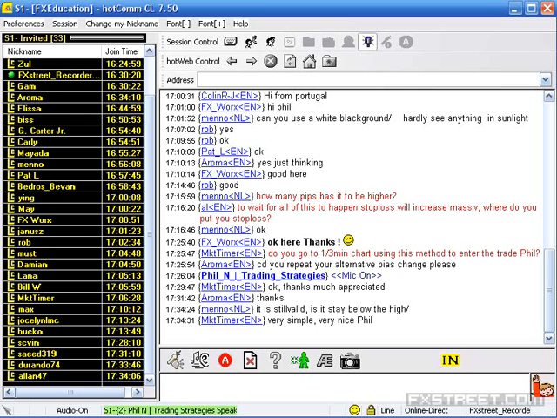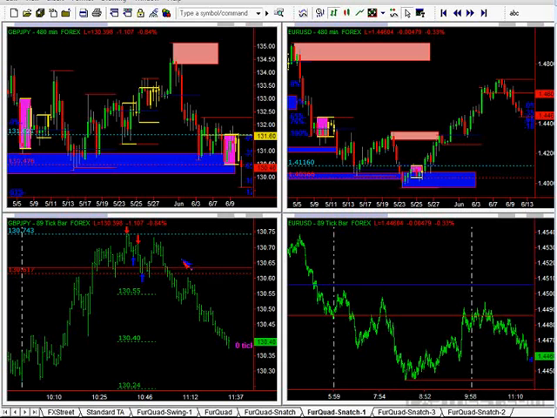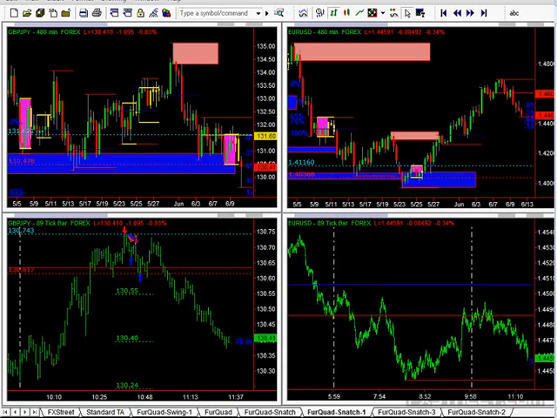So Menno, is it still valid? Is it stay below the high? I'm not sure what you mean by that. I think you mean the stop loss, entry and stop loss. I'll just go through it again.